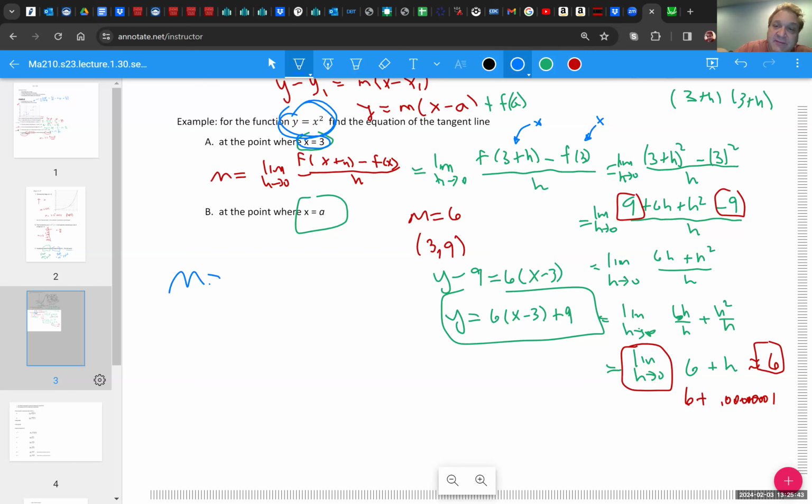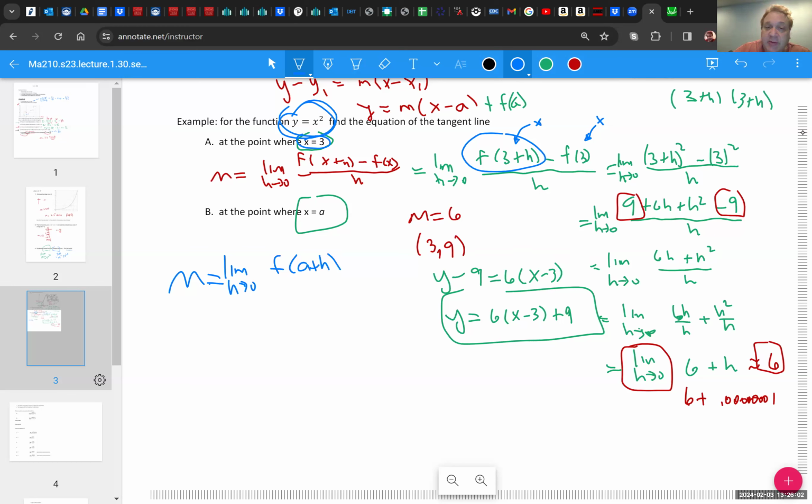We had f of 3 plus h. So we're not using the 3, we're just using a. So f of a plus h. Oops, got to leave space for our limit. Don't forget that, Jim. Limit. Okay, f of 3 plus h becomes f of a plus h.